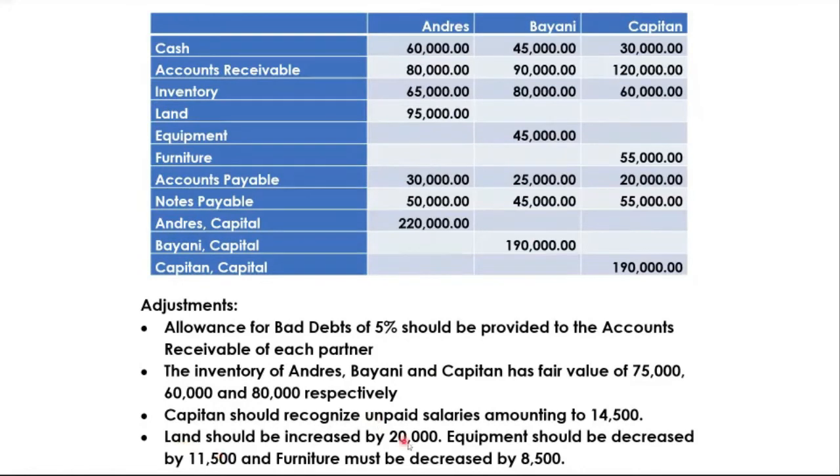And then land will increase by 20,000. Equipment will be decreased by 11,500. And your furniture for Kapitan will decrease by 8,500. So let us start first with Andres. So what are we going to do?